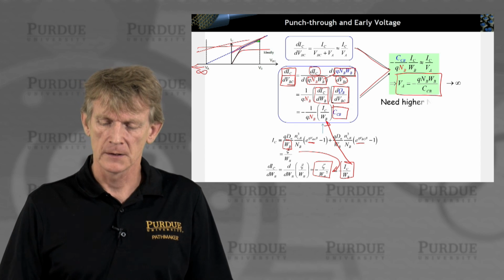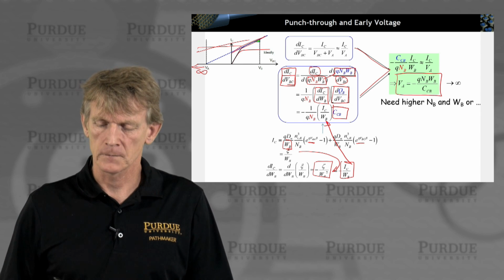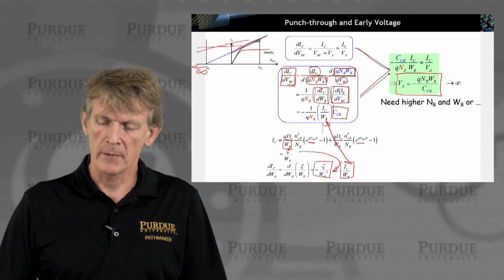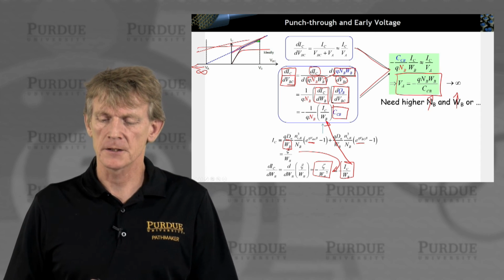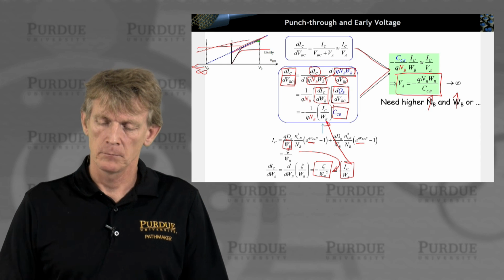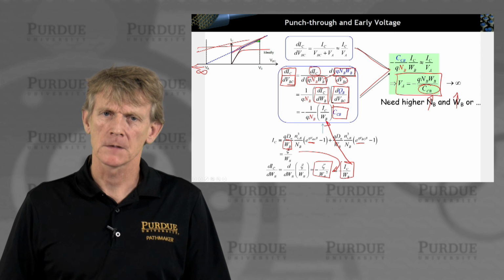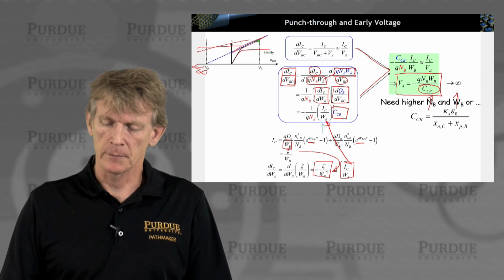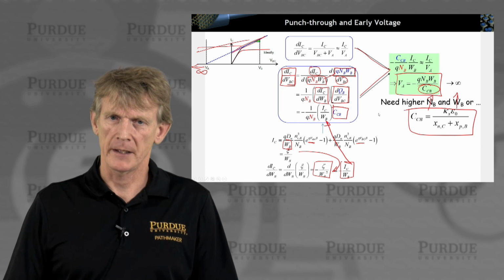So what could you do? You could increase the base doping. So ramp this up. You can make the base longer as well and make this larger. Or maybe you could consider something about this capacitance here. And that's what we'll talk about in the next segment. And this capacitance is the collector base capacitance.